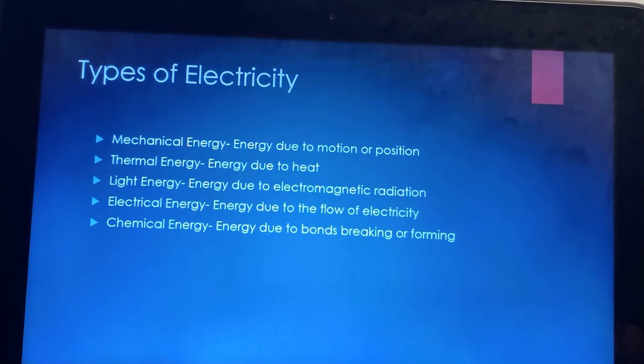Mechanical energy is energy due to motion or position. Thermal energy is energy due to heat. Light energy is due to electromagnetic radiation, usually from electrical or thermal energy. Electrical energy is energy due to the flow of electricity. And chemical energy is energy due to bonds breaking or forming.